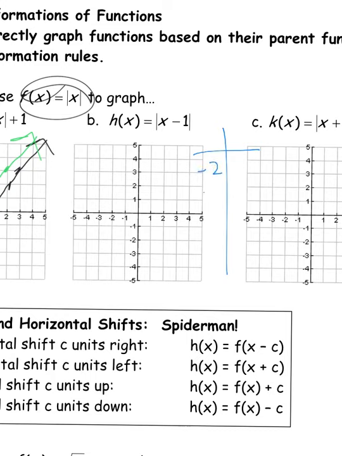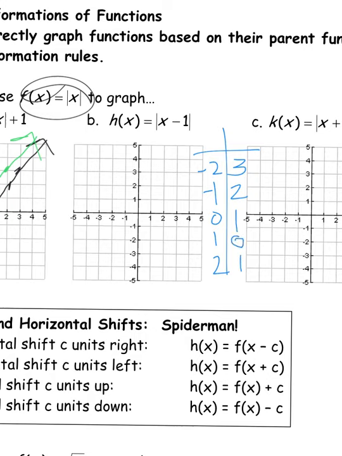If we go negative 2, negative 1, 0, 1, 2. If I take negative 2 and insert it in, we do negative 2 minus 1 first, which gives us negative 3. Absolute value of negative 3 is positive 3. Negative 1 inserted, negative 1 minus 1 would give us negative 2. Absolute value of negative 2 would be positive 2. If we plug in 0, 0 minus 1 is absolute value of negative 1, which is positive 1. If I plug in 1, 1 minus 1 is 0, and then 2 minus 1 is 1.